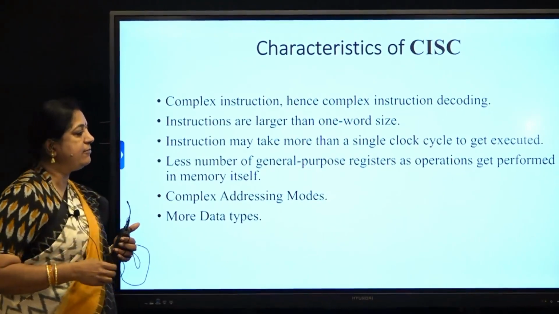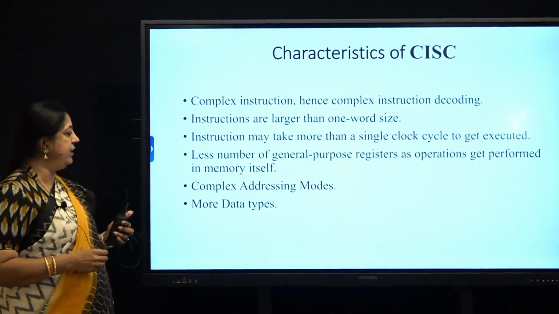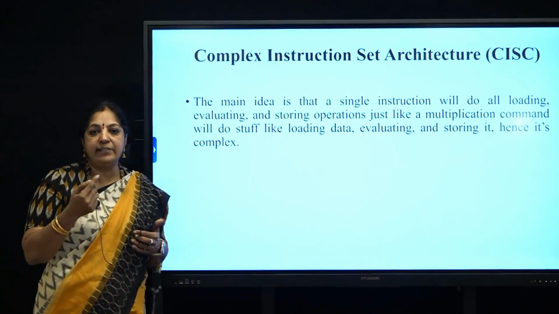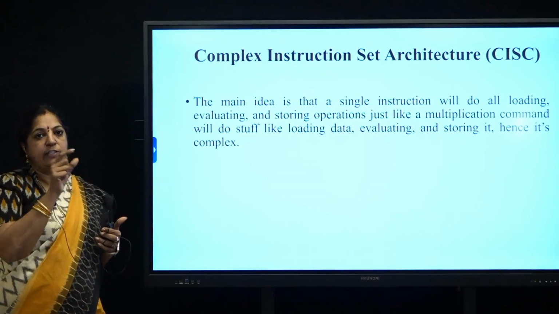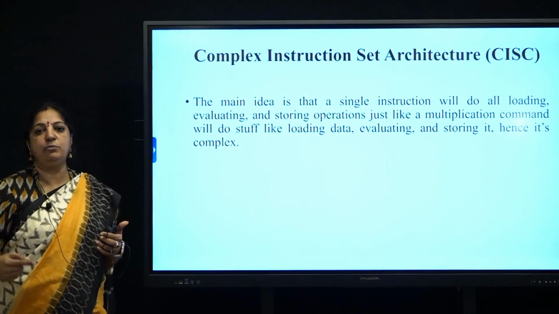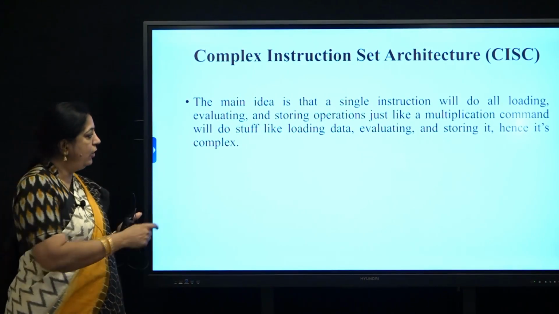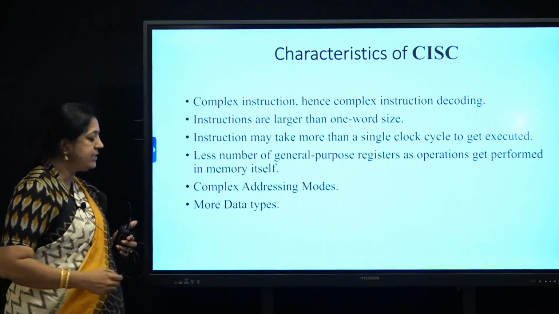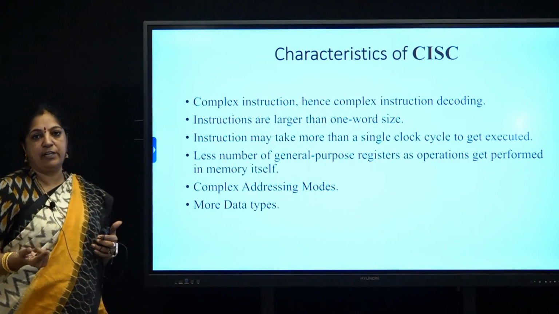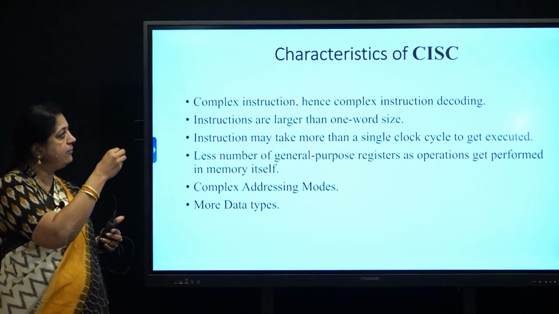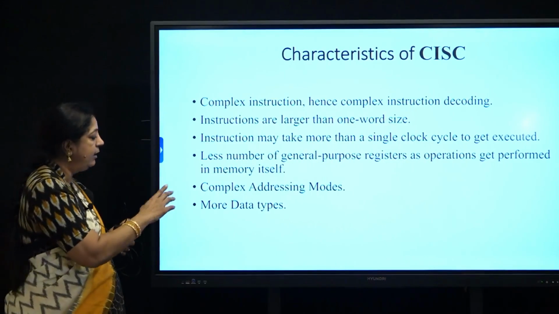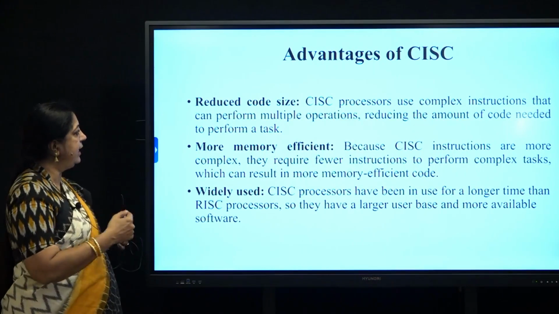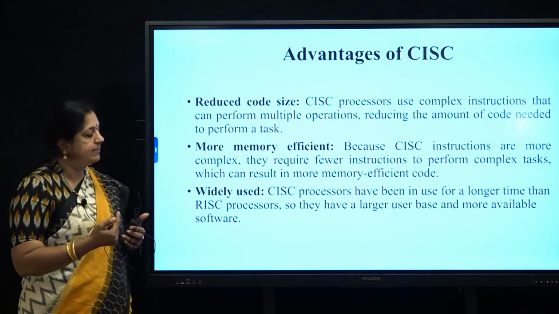Here there are fewer general purpose registers, and operations are performed in the memory itself. Obviously complex addressing modes are required, because though the instruction looks very small, too many things are to be included in it. In RISC we have simpler data types, but here more data types are used to implement CISC.